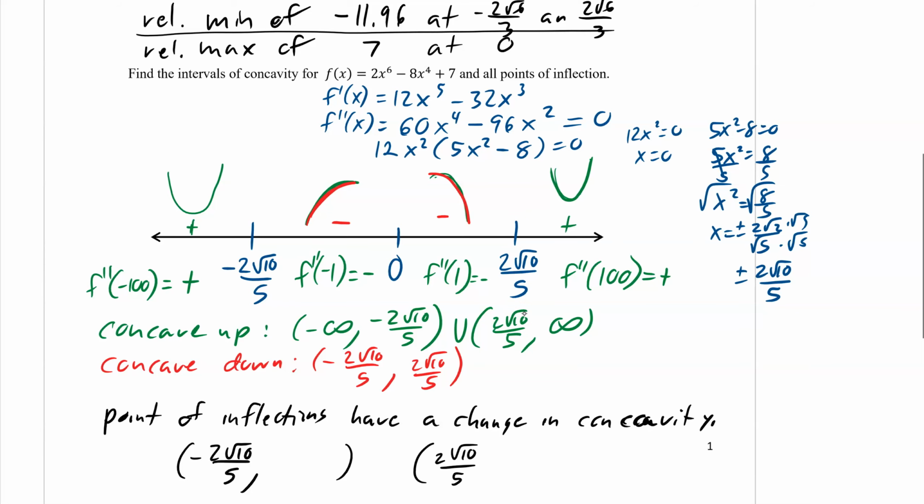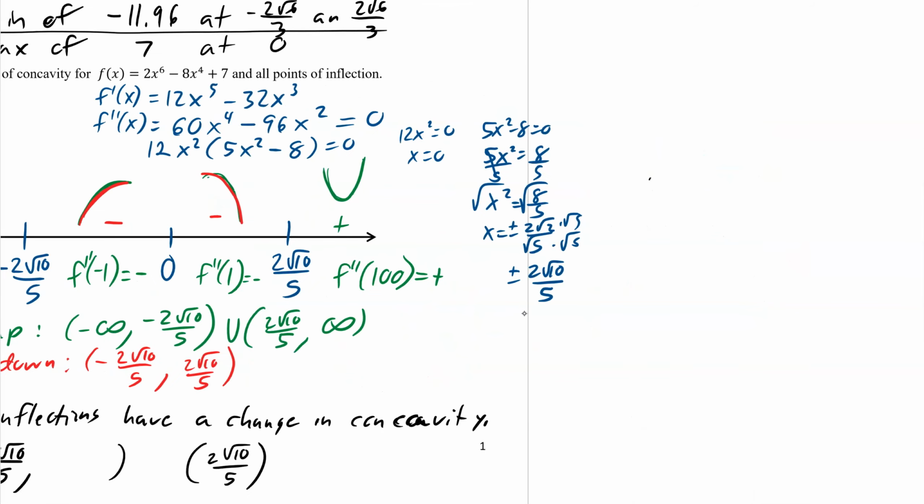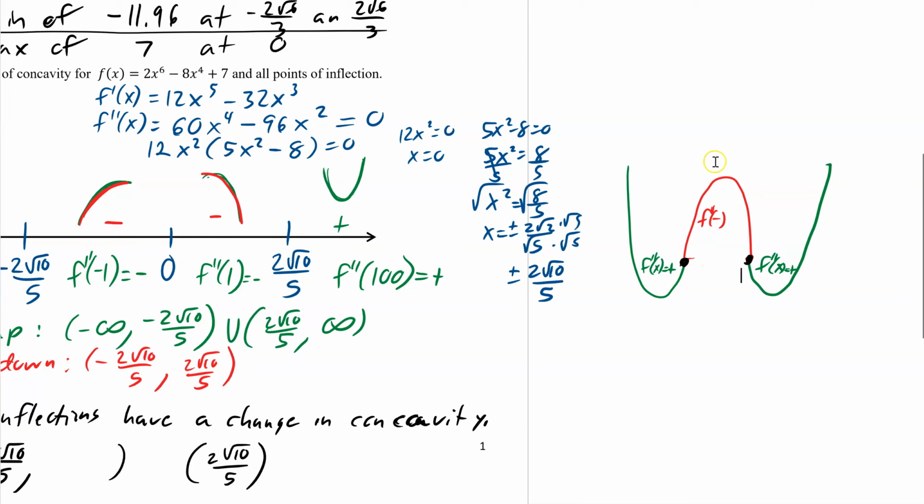And all it is, we're looking at our graph, and our graph does this. And let's put it in actual form and color. It did this, and then it did this, and then it did this. So this is where our second derivative is positive. And this is where our second derivative is negative. And these points here, since we have a change in concavity from concave up to concave down, these are points of inflection.